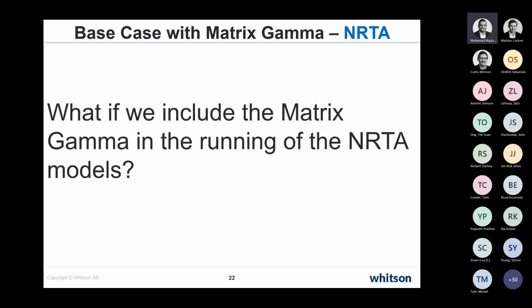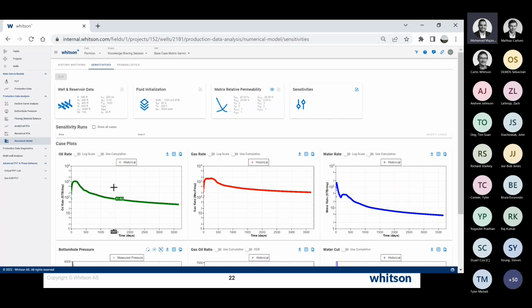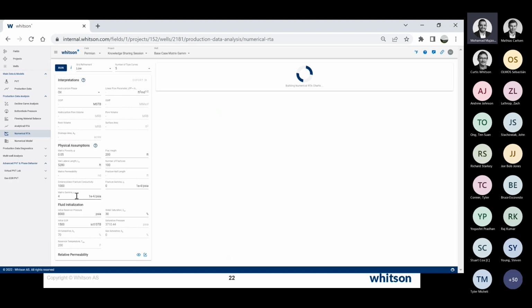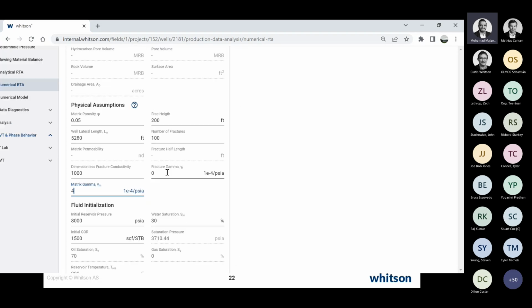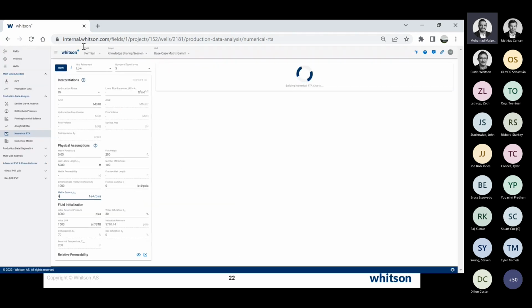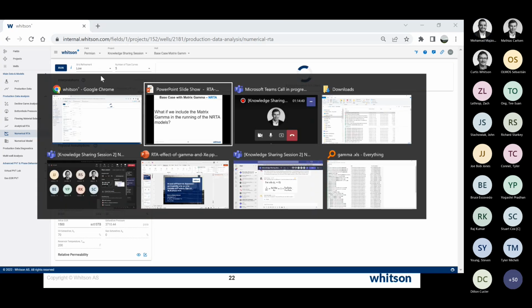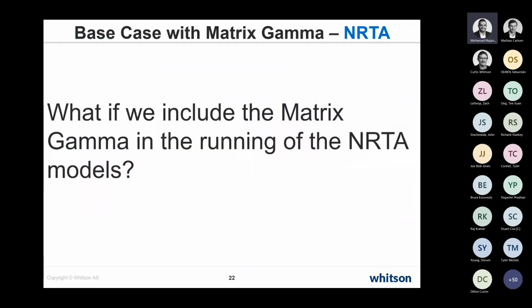Okay, so the next thing is, what if we actually run the numerical RTA workflow with matrix gamma, or pressure-dependent permeability in the matrix? And just quickly to show how that is done in the software, while you're running the numerical RTA workflow, the matrix gamma is one of the inputs. The pressure-dependent permeability in the matrix, and also in the fracture, actually, is one of the inputs that you can have, and you just provide that and you run, and that will basically run the base model and all the OIP stems.